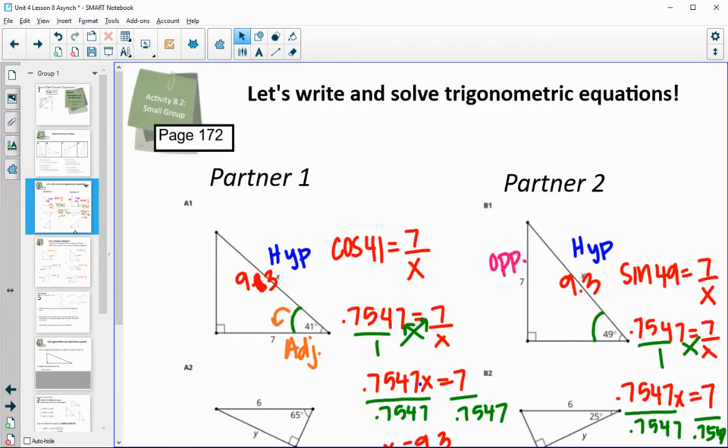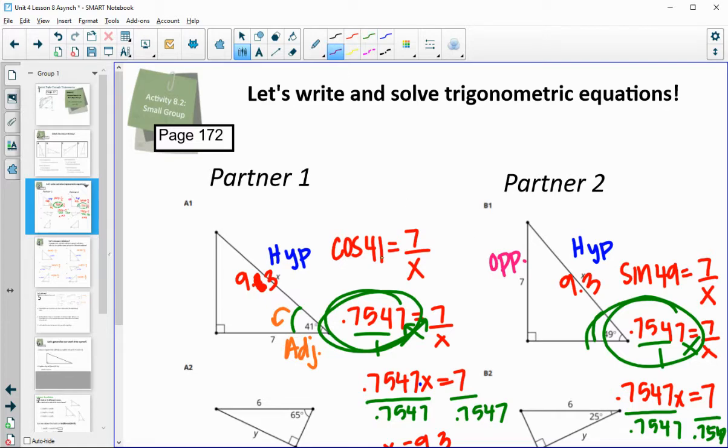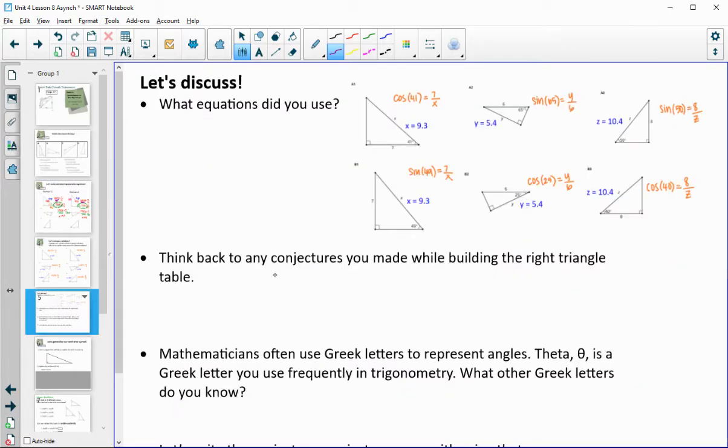You likely noticed when I was solving, we ended up with the same decimal, even though our function was different. Partner A typed in cosine 41, got 0.7547. Partner 2 typed in sine 49 and got 0.7547. Can we think of any conjectures about our right triangle table here? Remember, we talked about sine and cosine of complementary angles were the same.